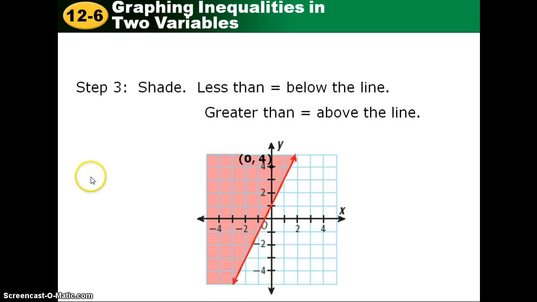So here's our graph. We started at positive 1 and counted up 2, 1 to the right, up 2, 1 to the right, and connected them all with a solid line. This was greater than or equal to, so we shade above the line.